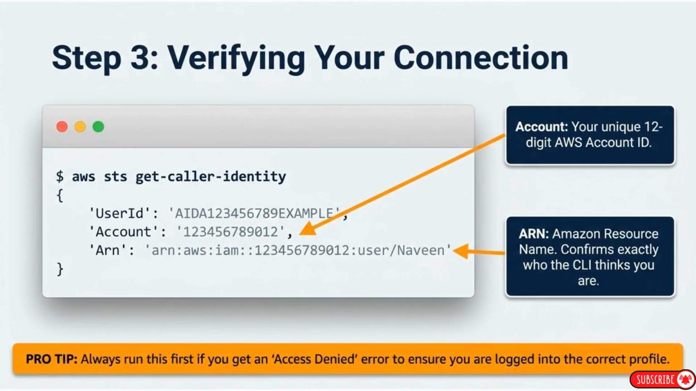The first command every beginner should run is aws sts get-caller-identity. This command tells you which AWS identity your CLI is currently using. It returns account ID, user ID, and ARN. This is very useful when you get access errors or when you manage multiple accounts. If this command works, your CLI is configured correctly. If it fails, then credentials, region, or permissions may be wrong.